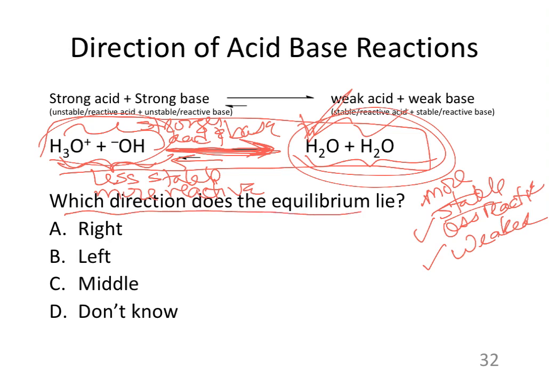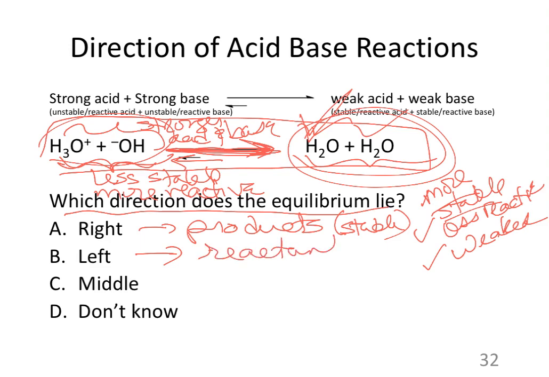So we're going to do a bunch more of those. Which direction does the equilibrium lie? That means towards the right, which would be towards the products. Are the products favored? And that's saying the products are more stable if they're favored. Or if the equilibrium lies to the left, that would mean the reactants are more stable and favored. And nothing's really in the middle. That's just made up. That is it, finally. Sorry for the length of this.